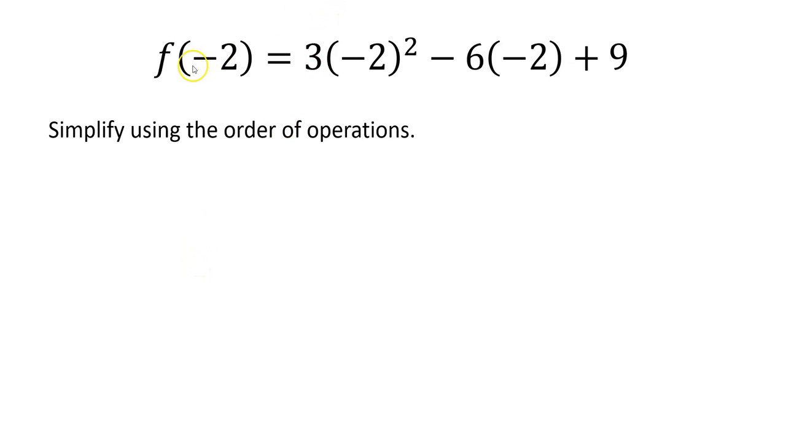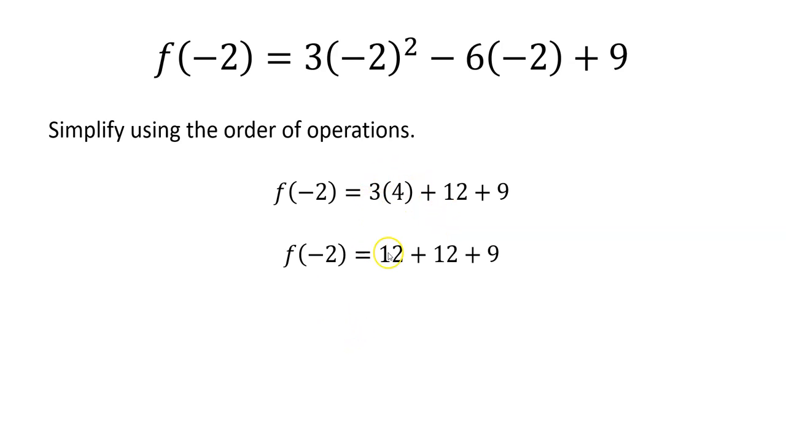So again, the f of negative 2 on the left is the same as y. So we don't have anything to do with that. On the right, negative 2 squared is 4, so we end up with 3 times 4. And then a minus 6 times negative 2, well, 2 negatives gives us a positive 12 plus 9. So then we have 3 times 4 is 12. So 12 plus 9 is 33. So f of negative 2 is 33.